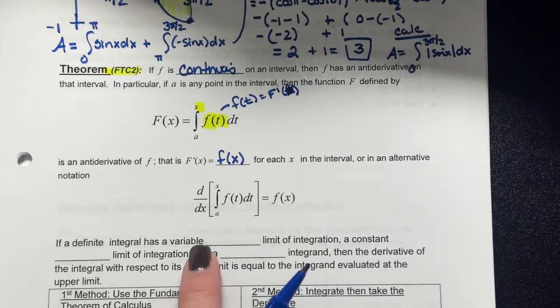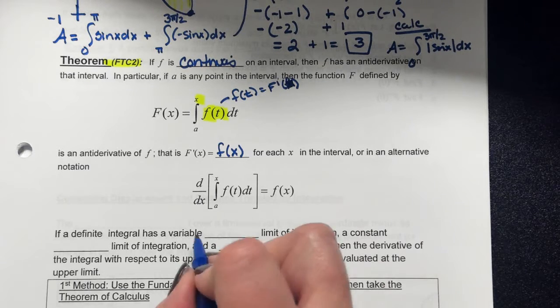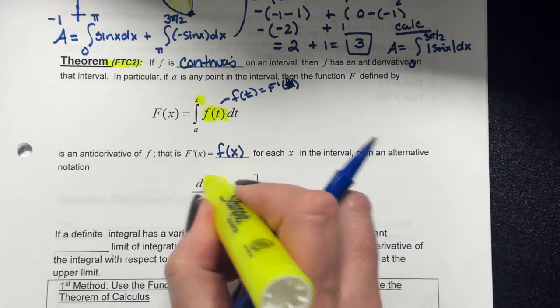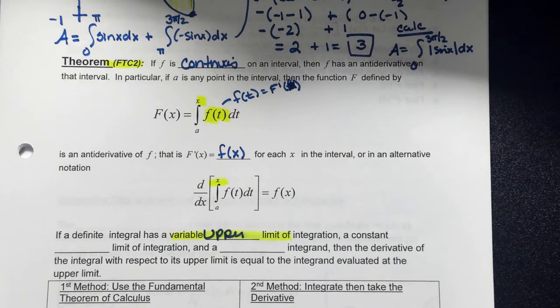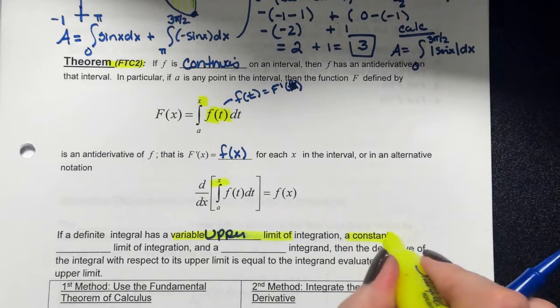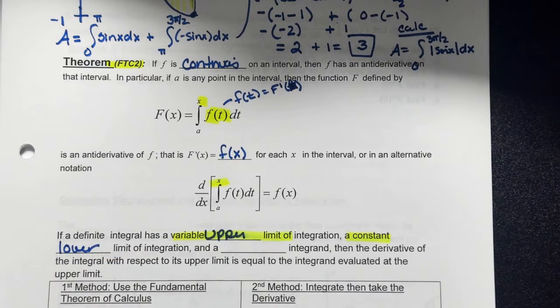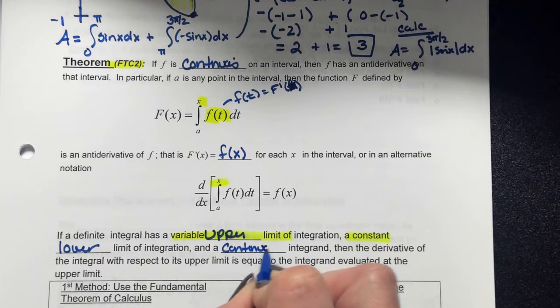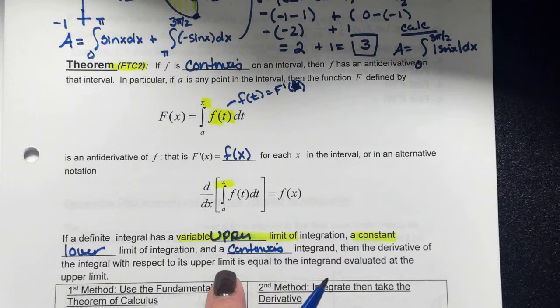So the big thing, in order for this fundamental theorem of calculus to take place, if a definite integral has a variable, what you have to be careful of, has to be your upper limit of integration. And the constant has to be your lower limit. And again, you have a continuous integrand. Then the derivative of the integral with respect to its upper limit is equal to the integrand evaluated at the upper limit.